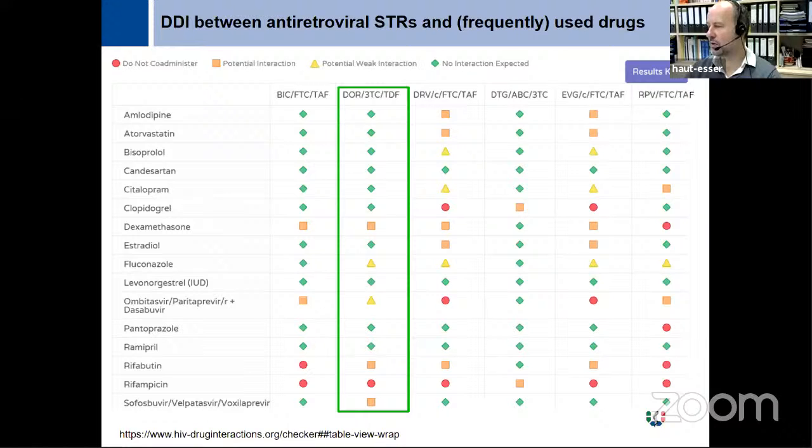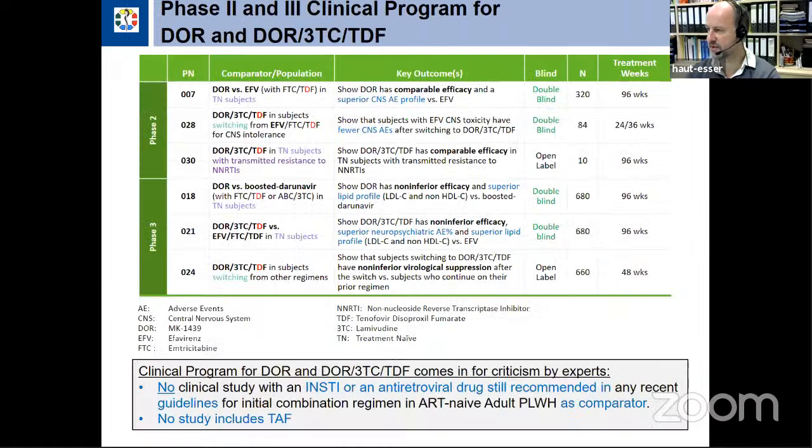Here are some of the most frequently used drugs in Germany, and you see doravirine compared with other single tablet regimens recommended in different guidelines. It has not so many interactions compared with other drugs. So we can use it in many patients who have the most frequent diseases in Germany, like hypertension, hyperlipidemia, depression, and so on. It's also possible to use it together with contraception, so there are not many problems in the use of doravirine with other drugs.